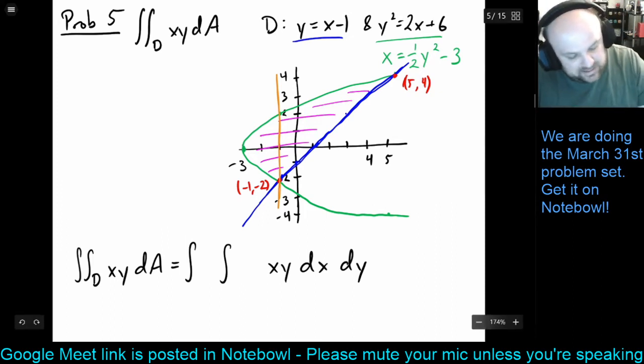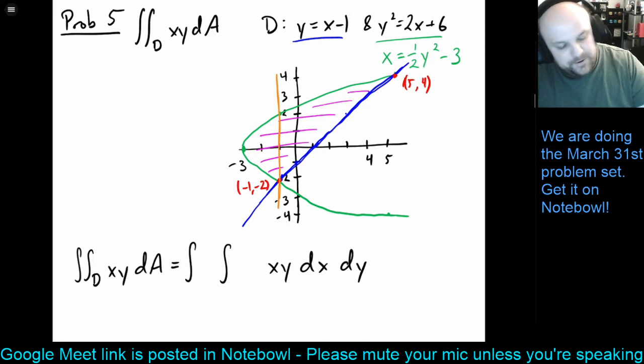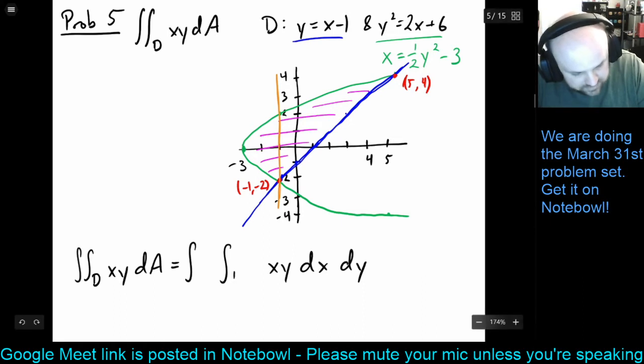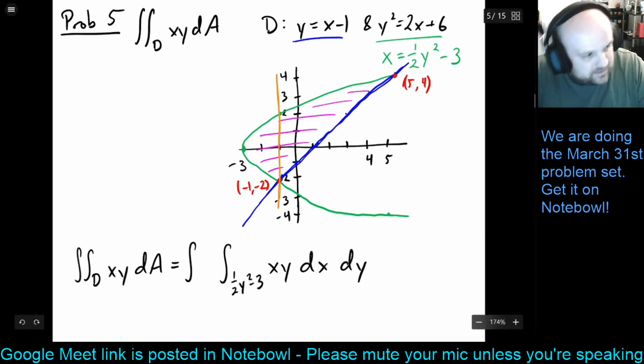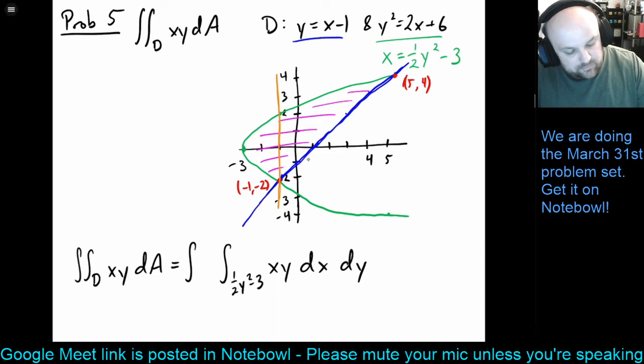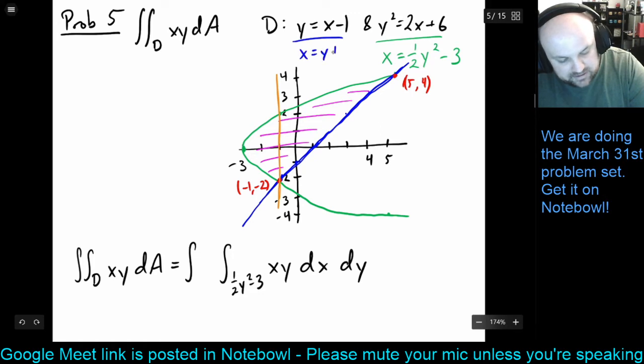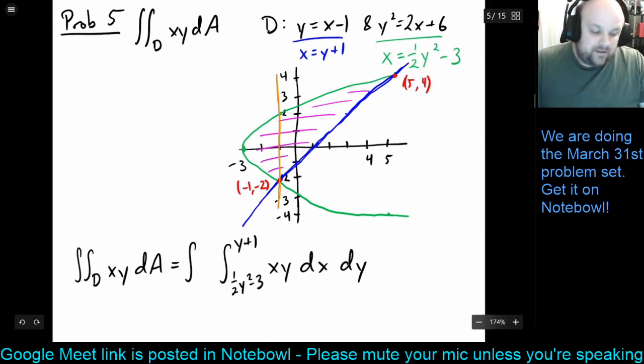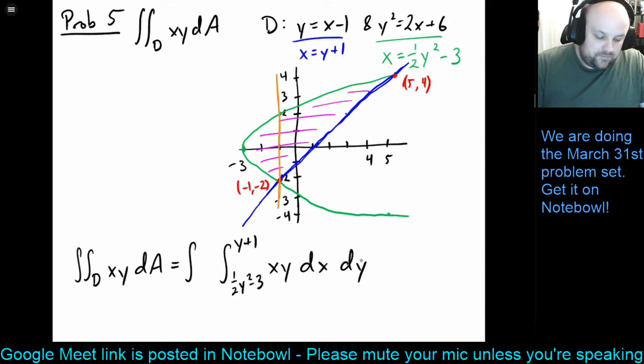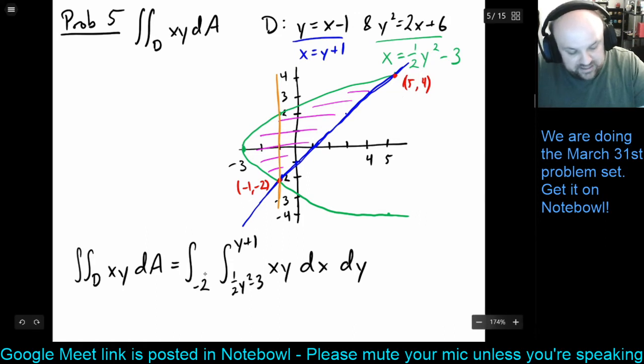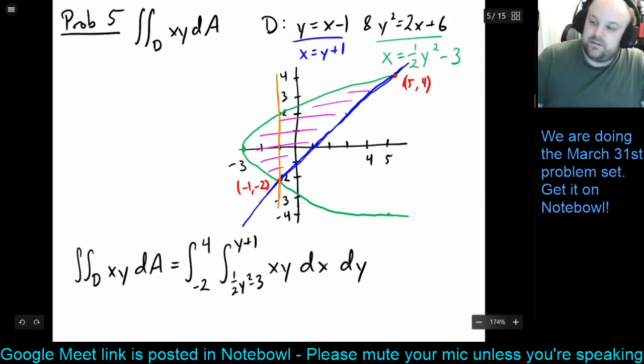So here we want to do x, so x is from left to right. On the left edge, x is equal to 1/2 y squared minus 3. On the right edge, we have to solve this for x. x is y plus 1, so this goes to y plus 1. And then for the y integral, for these bounds, we just use the y values of these 2 points here, the very bottom and the very top, negative 2 to 4.